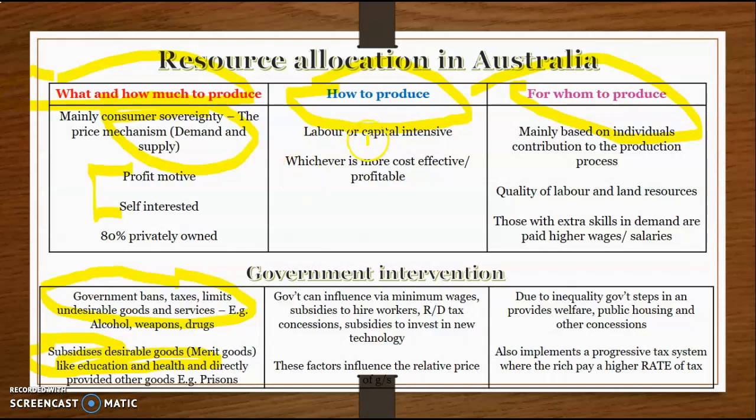In terms of how to produce, it's basically how we're going to make stuff. So you can be labor or capital intensive, and basically businesses will use whatever's most cost effective and profitable. So if it's cheaper to use labor, they'll use labor. If it's cheaper to use capital, they'll use capital.